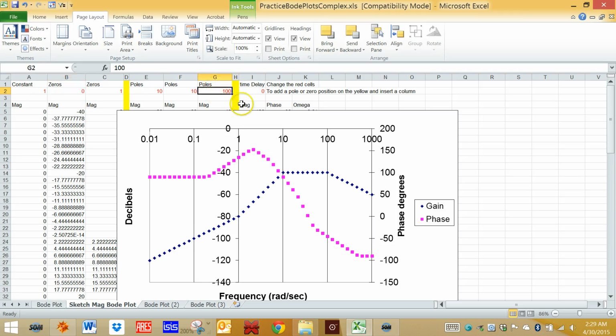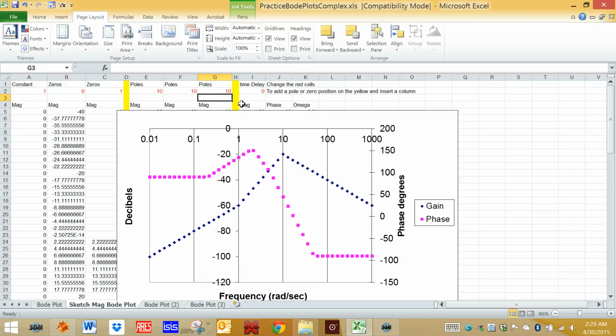If you have 3 of them, 10, 10, and 10, here's your S plus 0 in the numerator, here's your S plus 1 numerator, and then here is S plus 10 in the denominator, and it goes from a positive slope of 40 down to a negative slope of 20. So it went from a positive 40 to a negative 20. That's 3 decibels, or 3 poles in the denominator. Okay, so hopefully that tells you how to find all of these S terms.